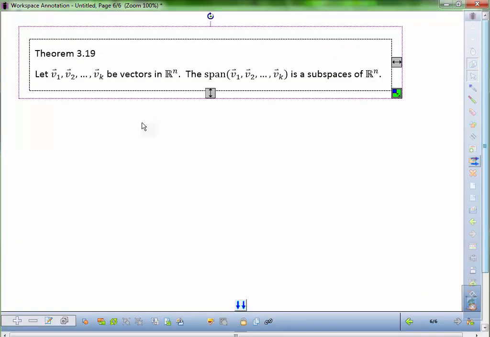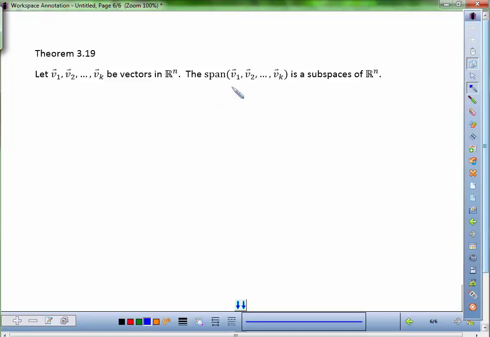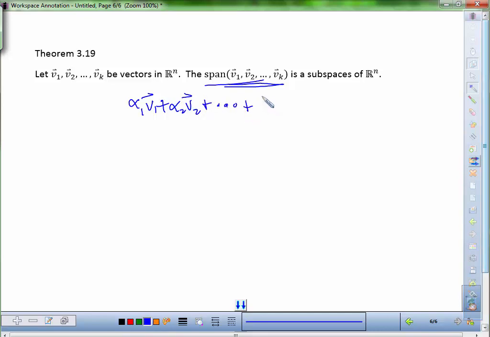So if you have k vectors in Rn, the span of those k vectors is considered a subspace in Rn. So the span, remember, is a linear combination alpha 1 v1 plus alpha 2 v2 plus dot dot dot plus alpha k vk. So that kind of follows from the definition of subspace.